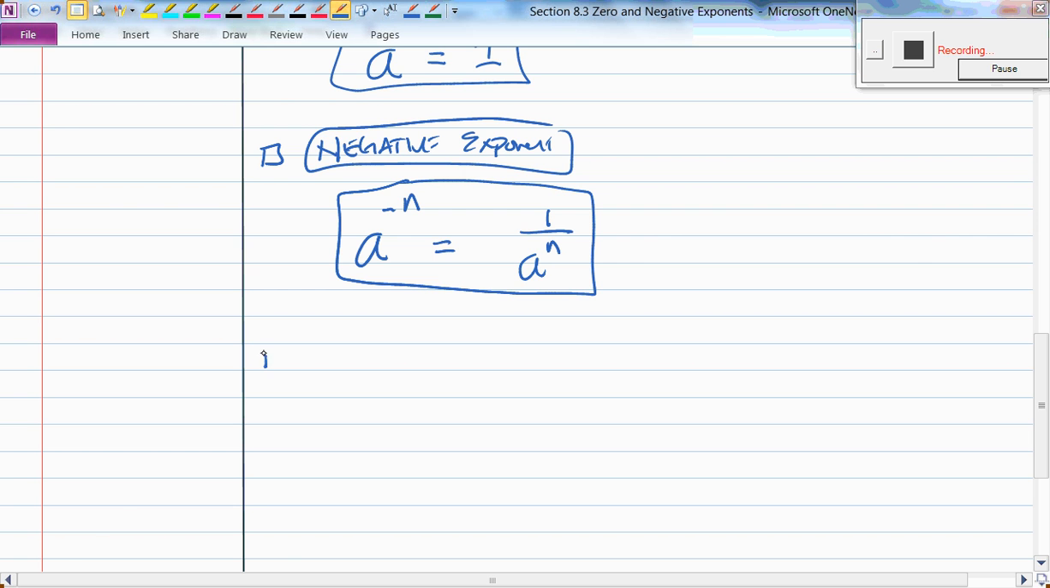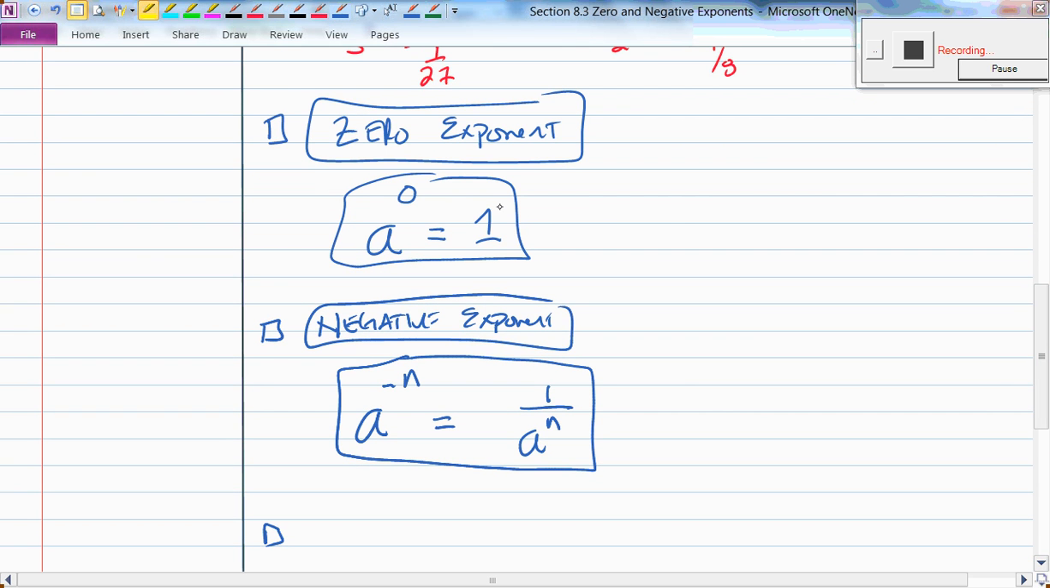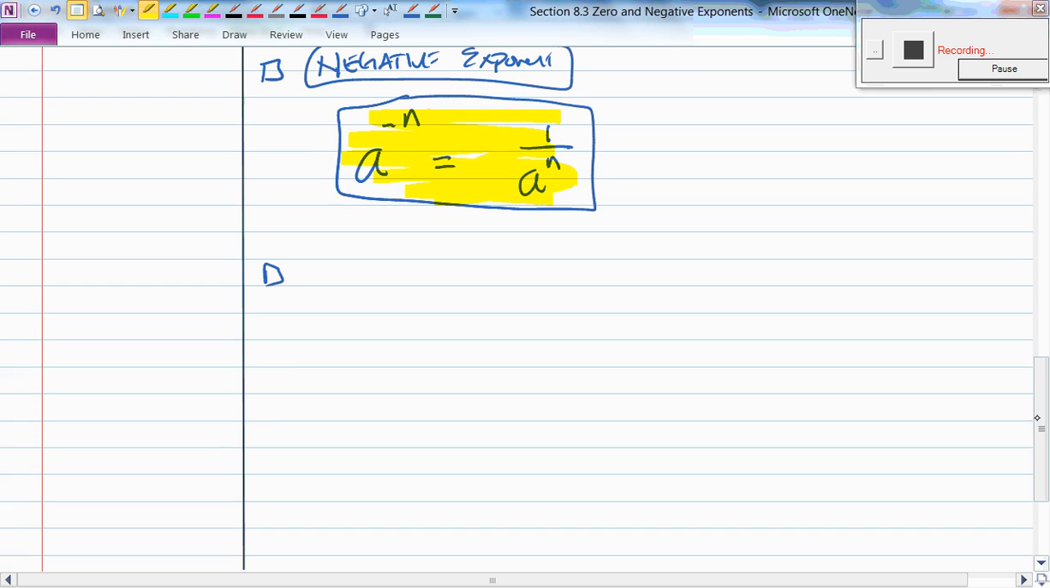We have these last 2 rules for us now. The 0 exponent, anything to the 0 power is 1. And anything to the negative exponent is 1 over that exponent. We're going to practice now.